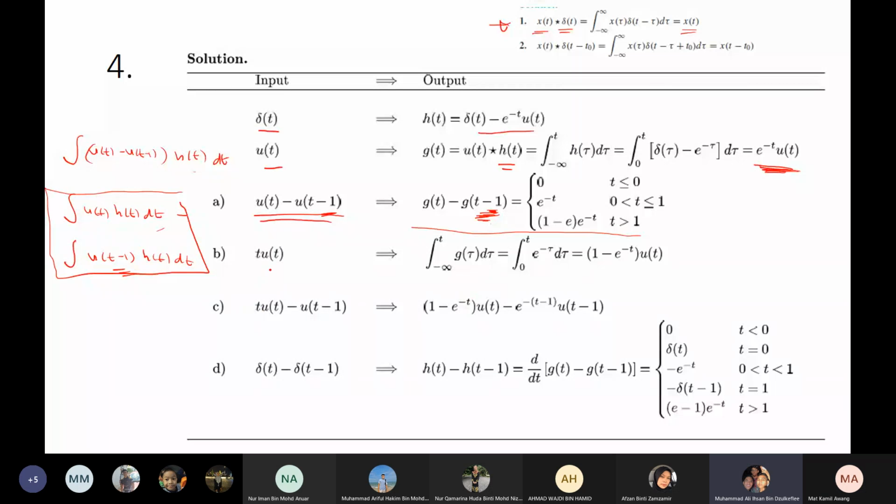And for t u of t, the integration of this, what is it? Basically this one is the integration of t u of t, then h of t dt.